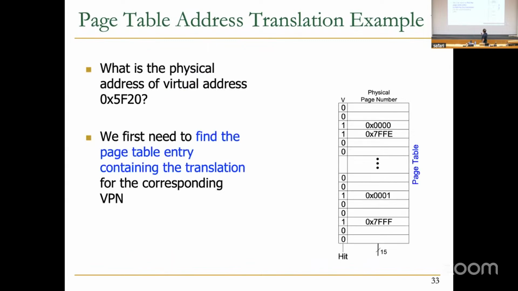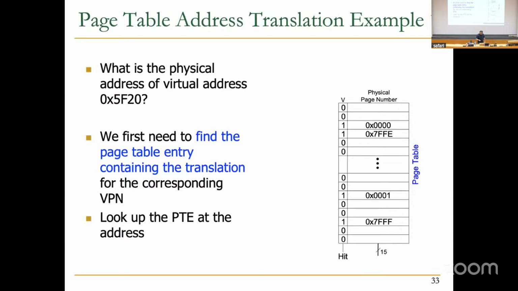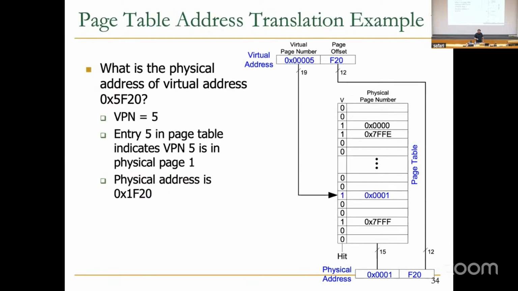Next example, we have the address 0x5F20. How do we do this? We first find the page offset and the virtual page number. How do we do this? We shift by 12, because that is the number of bits for the page offset.